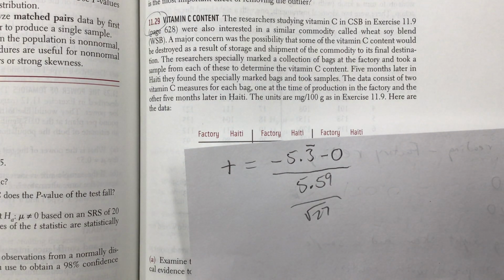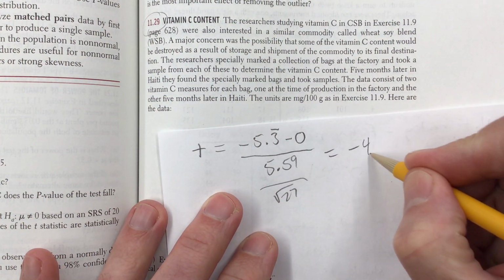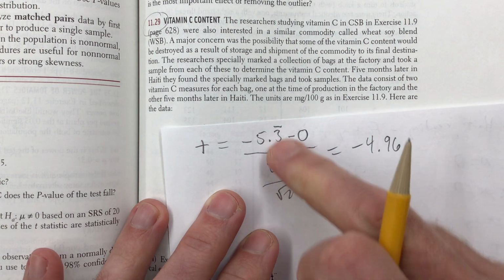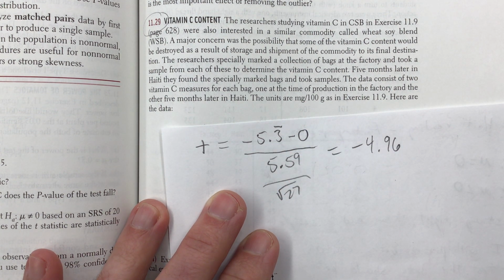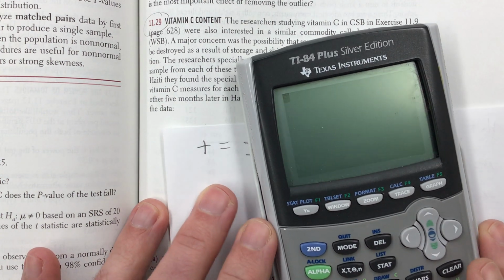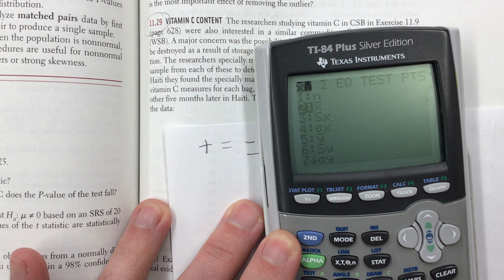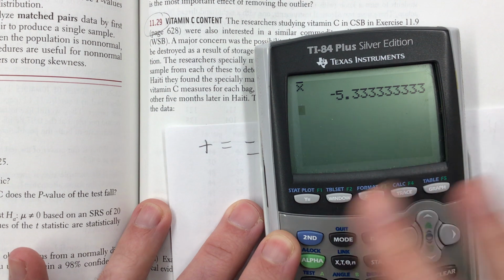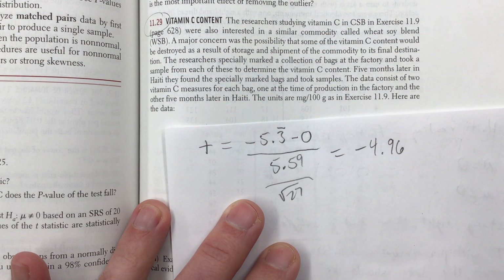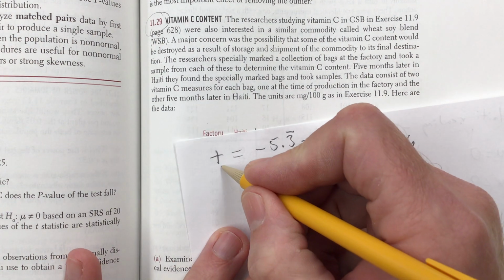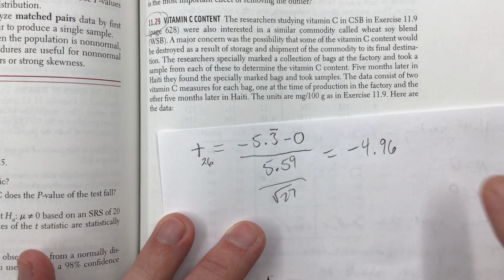So let's work this out. I get a T of negative 4.96. Okay, again, that's if you don't round, right? Keep all the decimals in there. Oh, and again, just to show you where you find that, go to variables, go to statistics, and then when I click on, say, X bar, right, there it is. So you just enter that. Okay. All right, our degree of freedom was 26. So let's get a p-value.